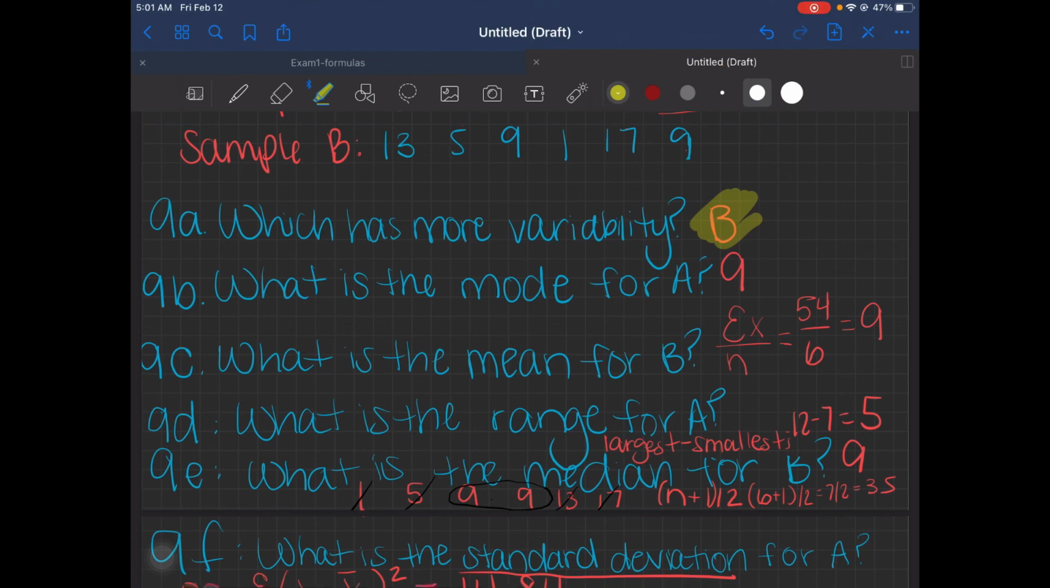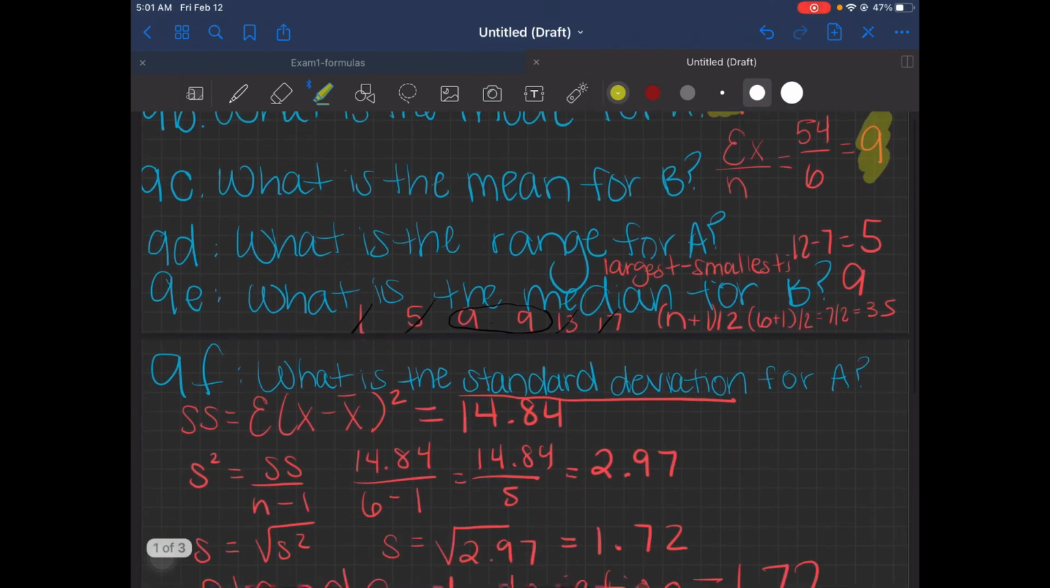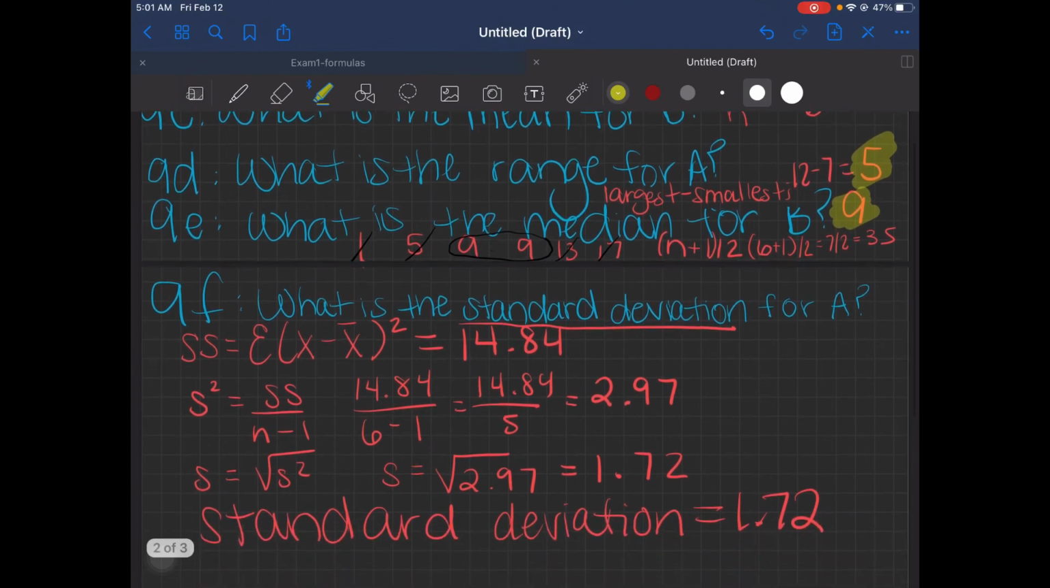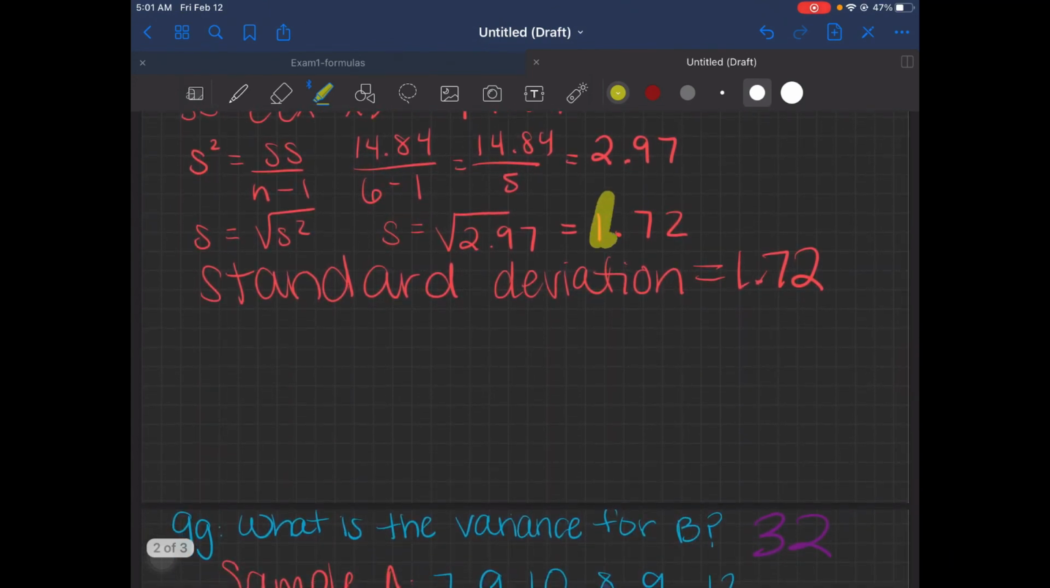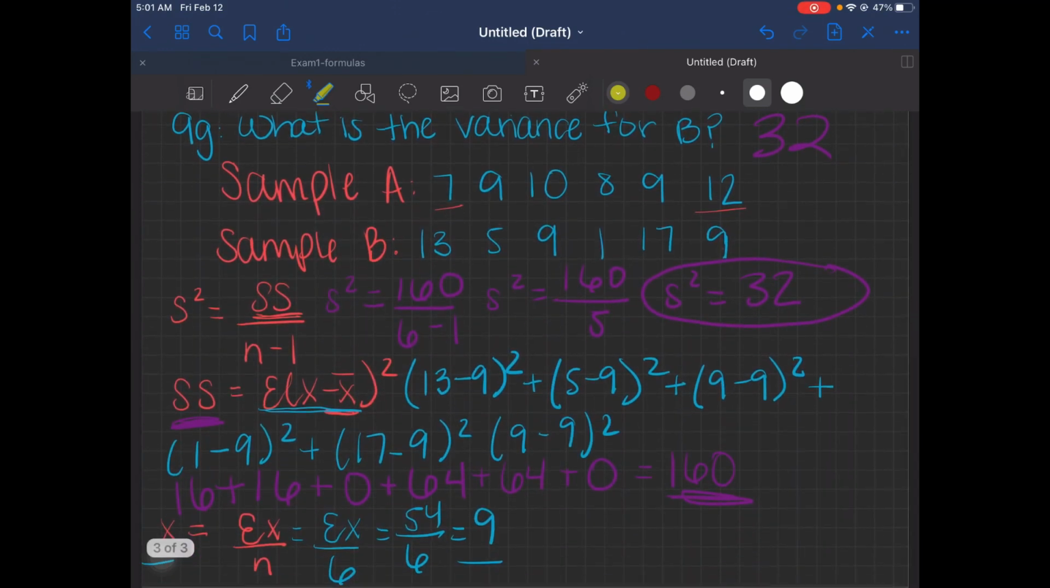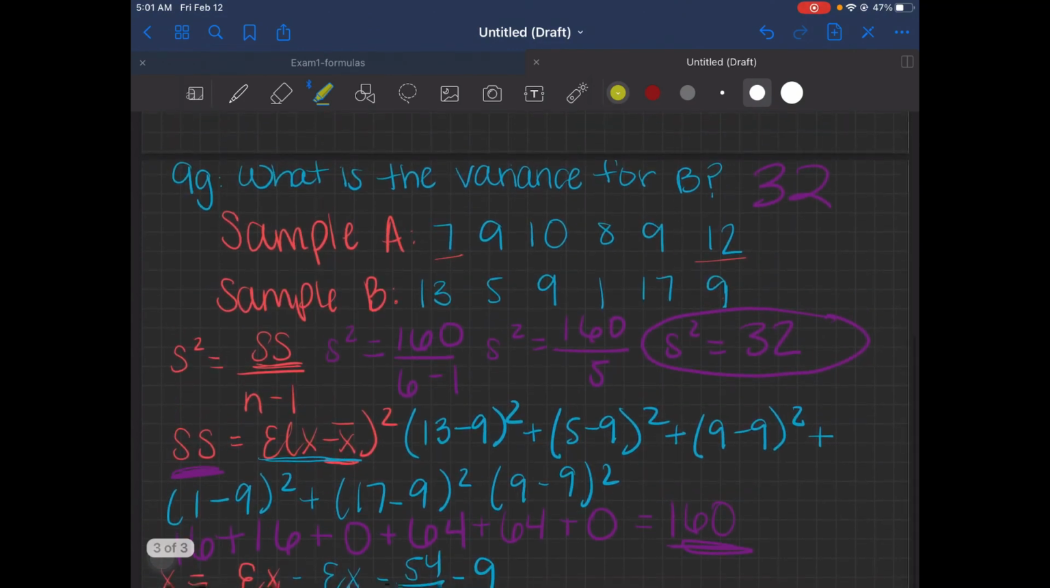So for 9A, we said the answer was B. For 9B, we said the answer was 9. For 9C, we said the answer was 9. For 9D, we said the answer was 5. For 9E, we said the answer was 9. For 9F, we said the answer was 1.72. And then for 9G, we said the answer was 32.